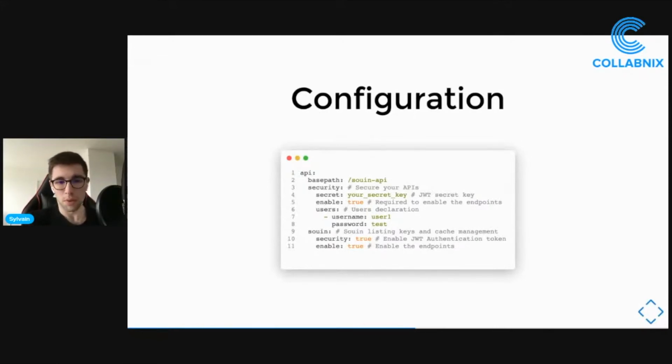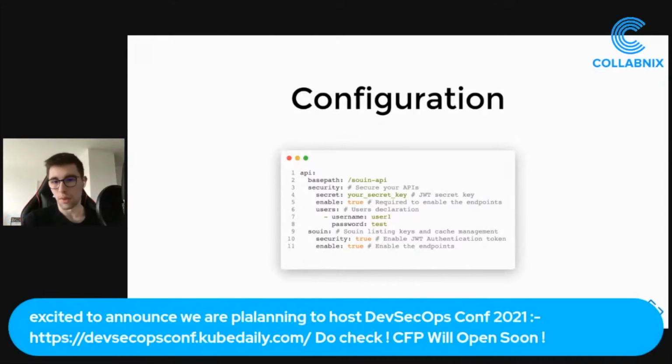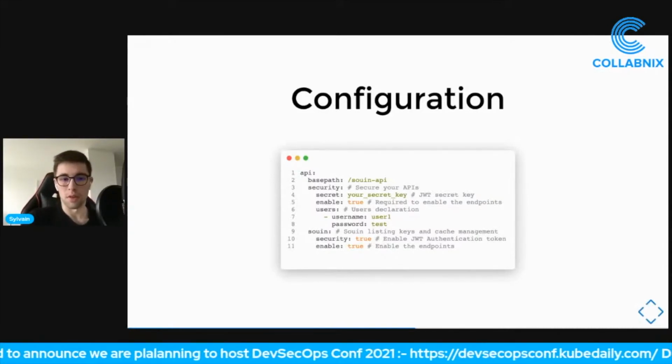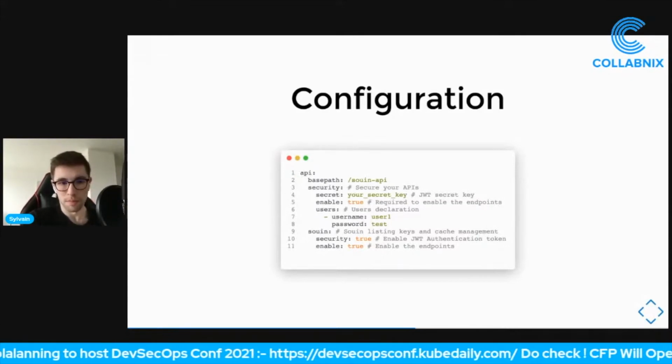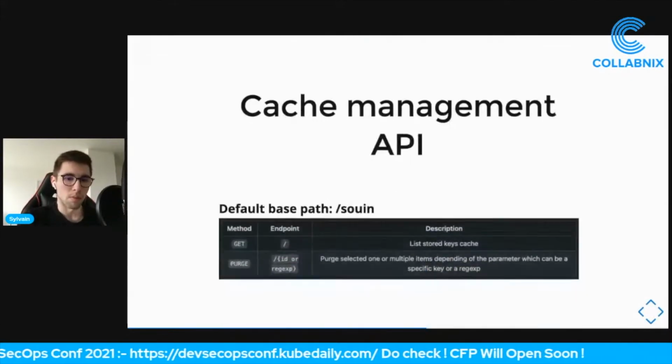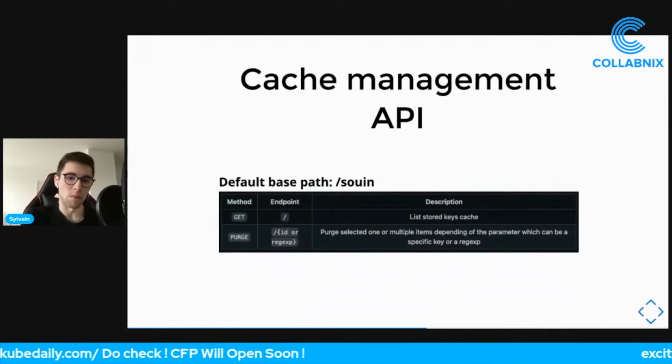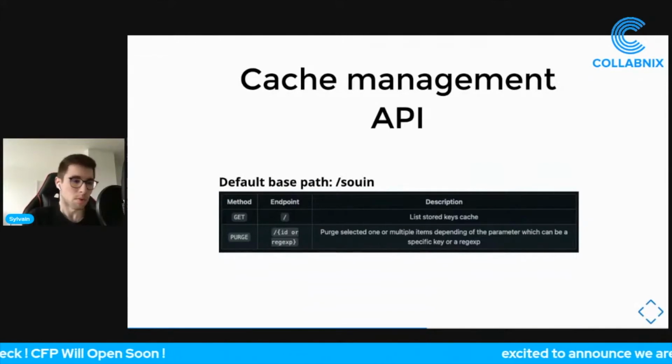For the Souin endpoint, you can tell that you want to protect related routes behind the JWT security firewall. For the cache management, the default base path is Souin, and you can send a GET request on the base endpoint to list stored keys, or send a purge request on an ID or a regex to purge it. So here are some examples of the results when you send a request on these endpoints.